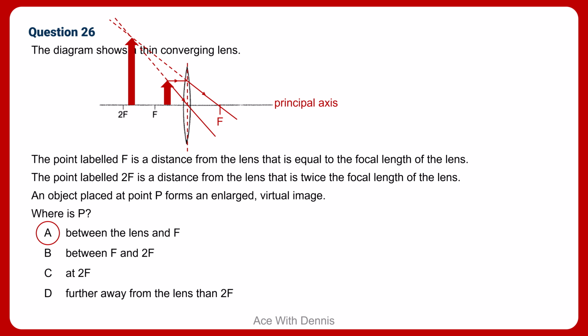At this point, we can draw the image of the object. Hence, we find that this image is enlarged, virtual, and upright. Therefore, the answer is A. P is between the lens and F.